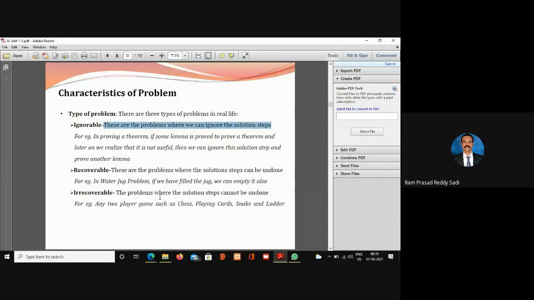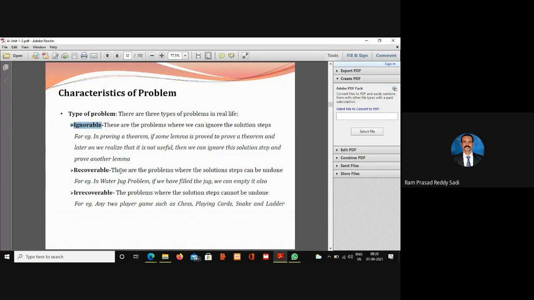See, three types of problems. One is the ignorable problem. As the name clearly tells, it is where we ignore the solution steps. Look at a simple example. If some lemma is proved to prove a theorem, and later on we realize that it is not useful, then we can simply ignore that particular lemma and go with another lemma. That's what we mean by ignorable problems. So if you feel that a particular solution step is not going to give you the right solution, then you can ignore the step.